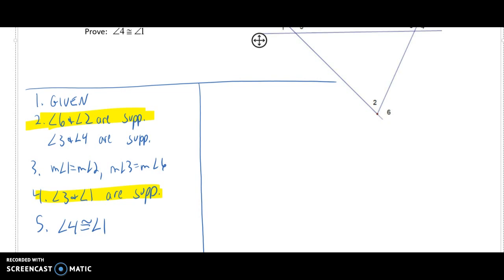And then using the congruent supplements theorem, since angle 4 is supplementary to 3 and angle 1 is supplementary to 3, the congruent supplements theorem allows us to say that 4 is congruent to 1. It's a nice shortcut reason. You could do it in some other ways, but that's going to be the quickest way to make that happen.